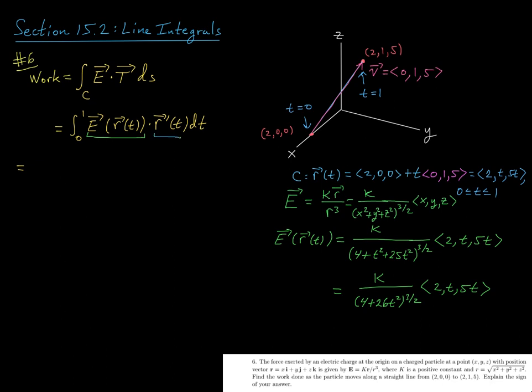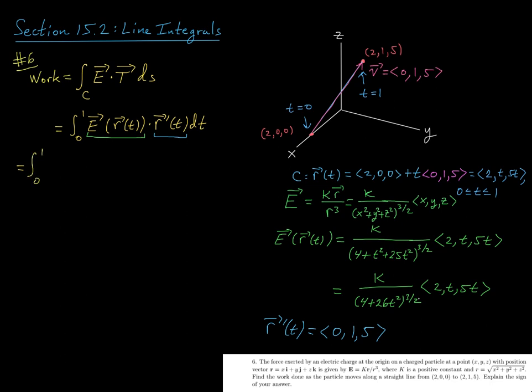Now what about the derivative vector? Well, that's actually just this direction vector, right? Because when I differentiate, it's just going to give me this vector tangent to our straight line path. So differentiating, I'm just going to get 0, 1, 5. Okay, great. So now let's go ahead and set this up.